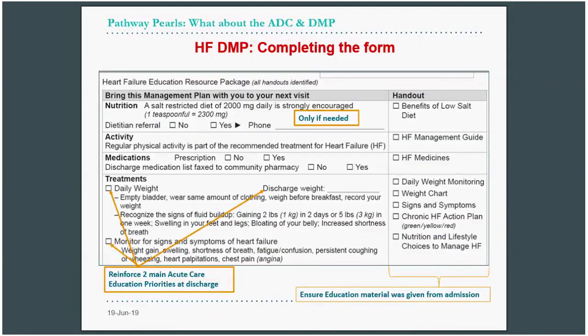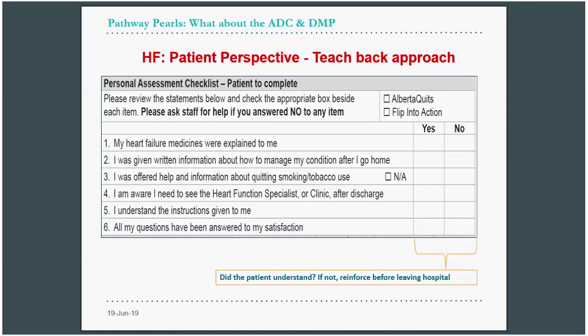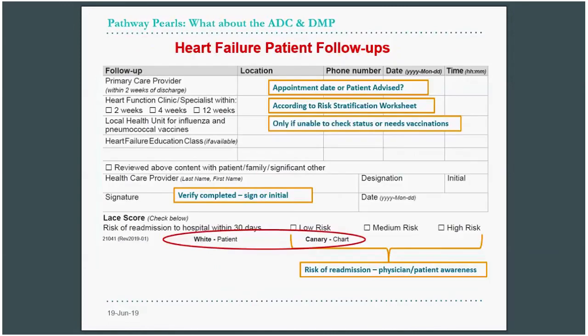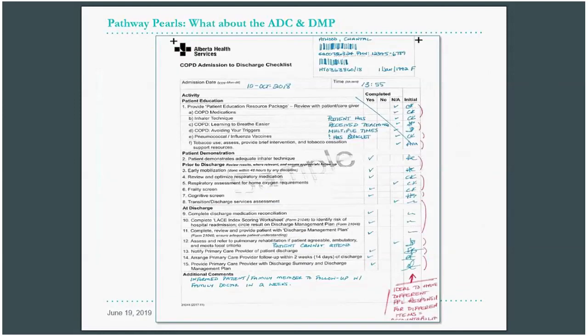So this is just more detail that you could use slides with, even with your front line, on how to complete the discharge management plan and patient perspective, and then making sure that it's signed, verified, or initialed, however your team wishes to do that. And if it's a carbon copy, the white copy is given to the patient and the other goes to the chart, or a photocopy for the chart. This is what a completed one looks like.